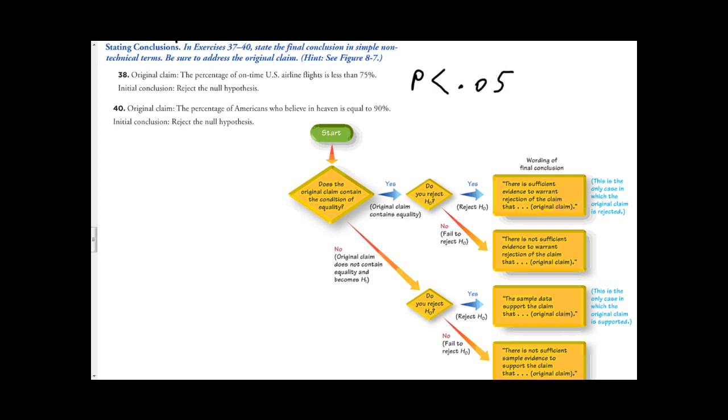Oh, sorry, not 0.05, 0.75, 75%, 0.75. That's the claim that we have here, the original claim. Since that's the claim, the initial conclusion is to reject the null hypothesis. Well, the null hypothesis would be, this would be the alternative hypothesis because it doesn't contain equality. The null hypothesis would be that P is equal to 0.75.